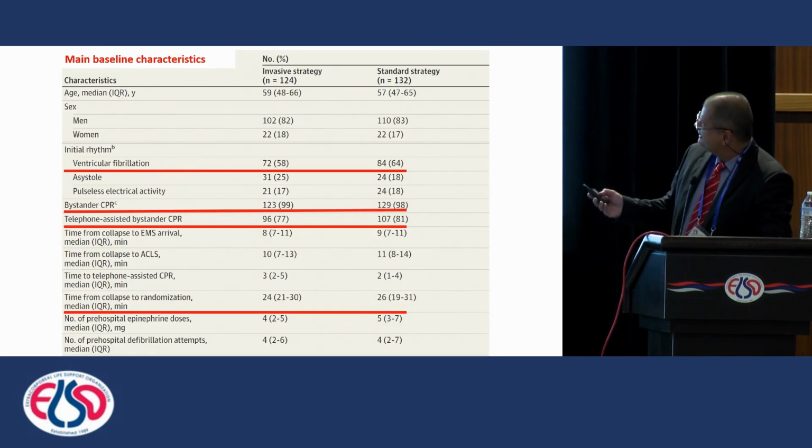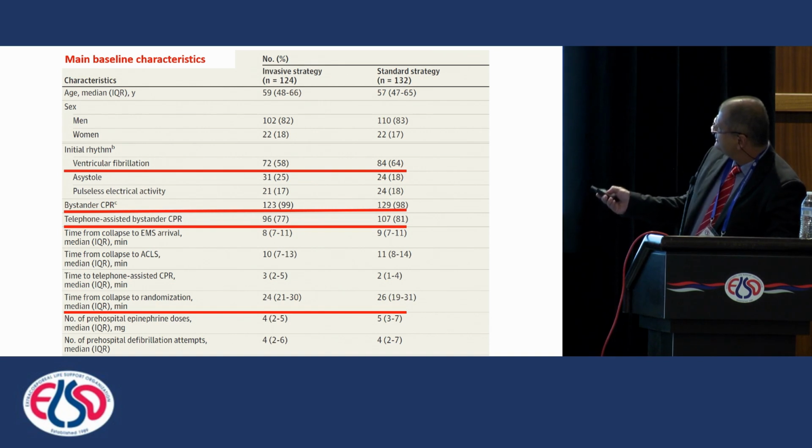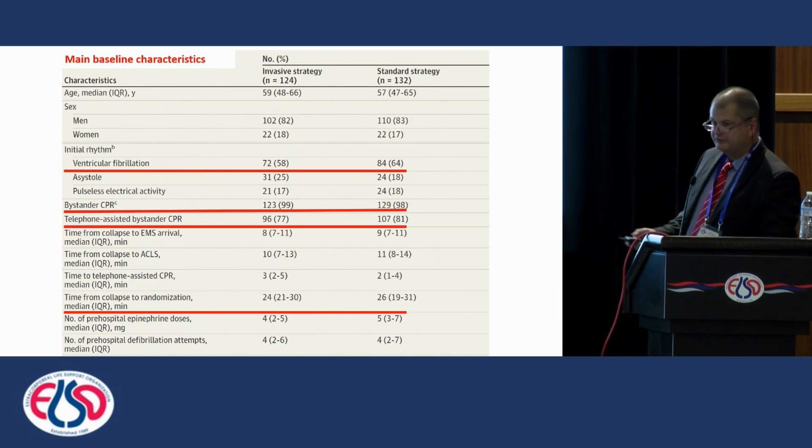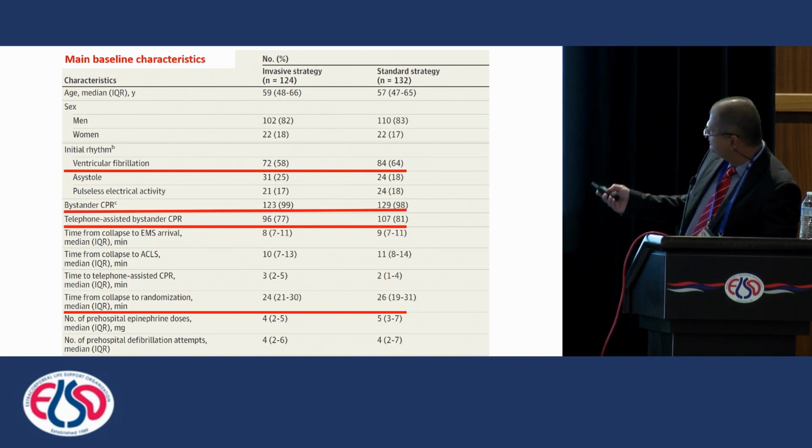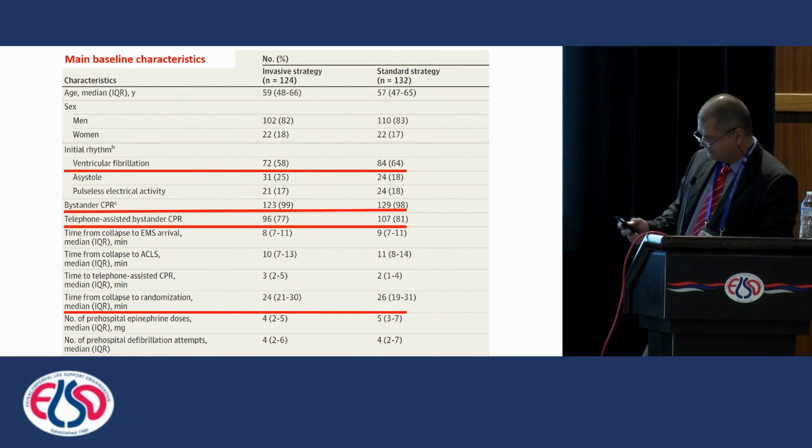So just briefly, the main baseline characteristics: we had 60% ventricular fibrillation, shockable rhythms in the study, about 20% and 20% asystoles and pulseless electrical activities. We had a very high percentage of bystander CPR, almost everybody, and I have to disclose that in Prague, the baseline bystander CPR rate is 80%, similar to other Scandinavian countries and the Netherlands, for example. We had 80% of patients receiving telephone-assisted bystander CPR, an extremely important intervention, and time to randomization on scene was 25 minutes overall, 24 in the invasive and 26 in the standard arm.